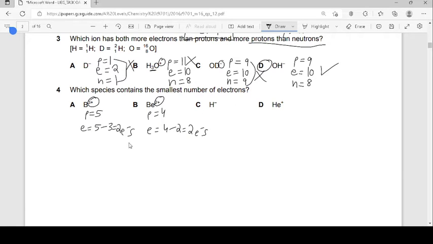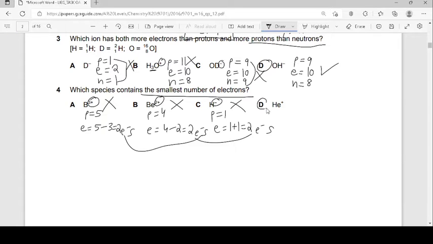And now these two are the same, which means the smallest number of electrons obviously cannot be A or B, because they're the same, right? And then for H-, you have 1 proton, and because it has a minus 1 charge, that means it has 1 more electron than protons, so 1 plus 1 equals 2 electrons. And again, because it's the same, this is also wrong, which means my answer must be D. But let's just check. Helium has 2 protons, and because it has a plus 1 charge, it has 1 fewer electron than protons, so 2 minus 1 equals 1 electron, and so my answer must be D, right?